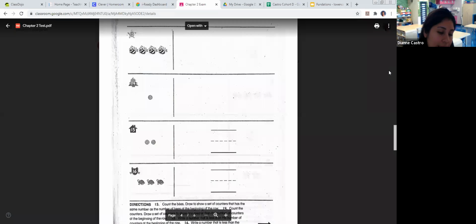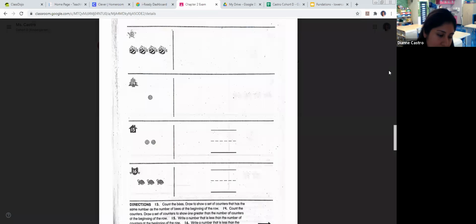Number 14, count the counters. Draw a set of counters to show one greater than the number of counters at the beginning of the row. So you have to count how many counters, how many circles are in the beginning of the row, and they want you to count one more, and then you're going to illustrate that in the white space there.